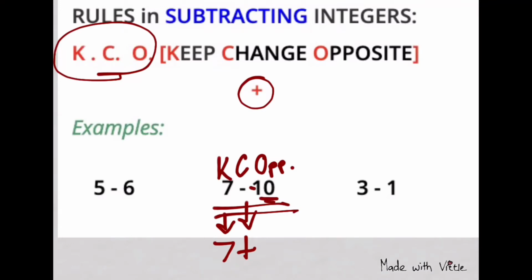Otherwise, it's going to have that extra minus sign or negative sign. But right now, it doesn't have it. So we're going to turn that into a negative 10. Now we're back to adding integers. They're different signs. So what do we do?